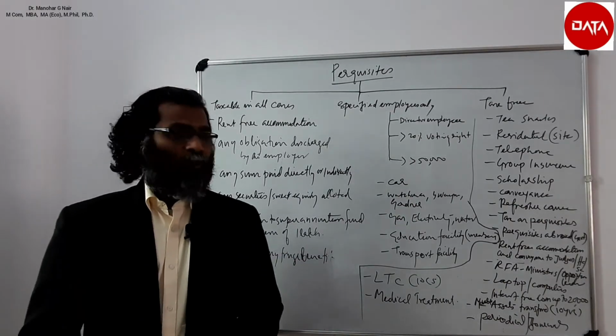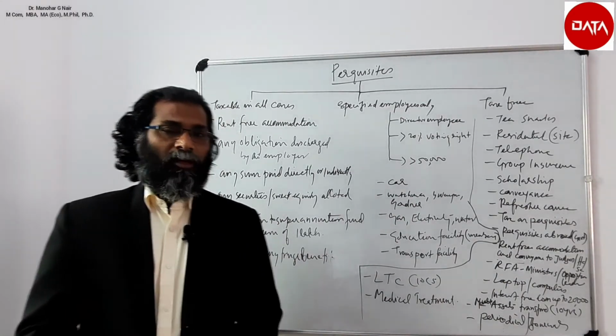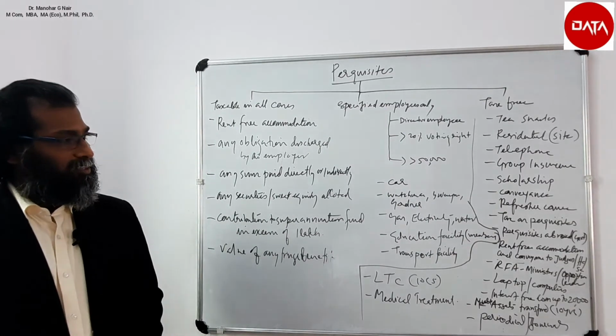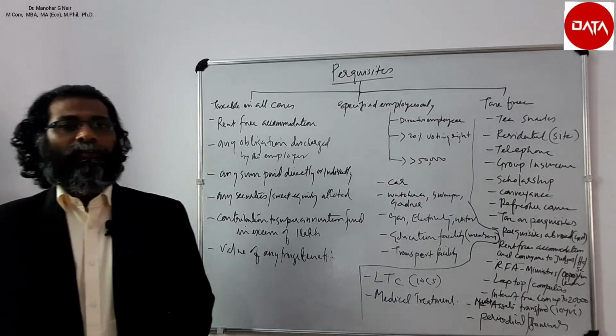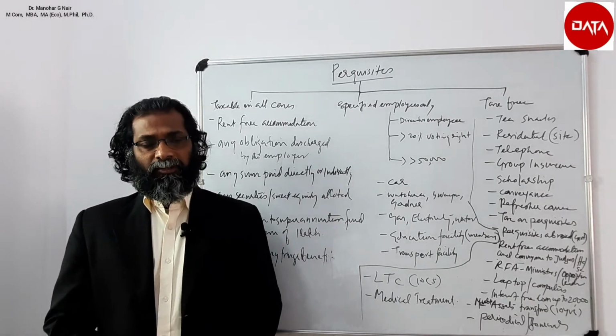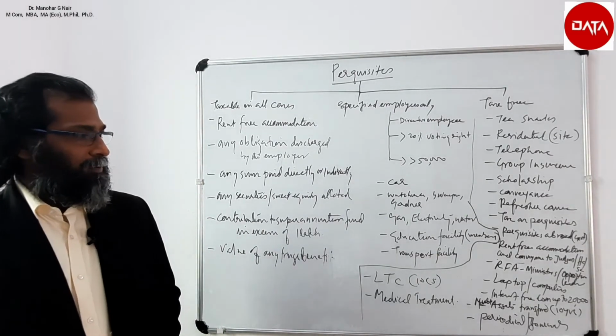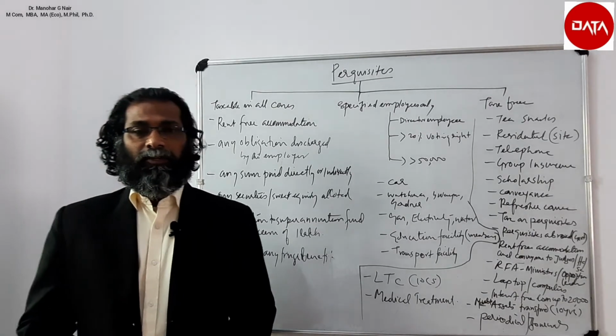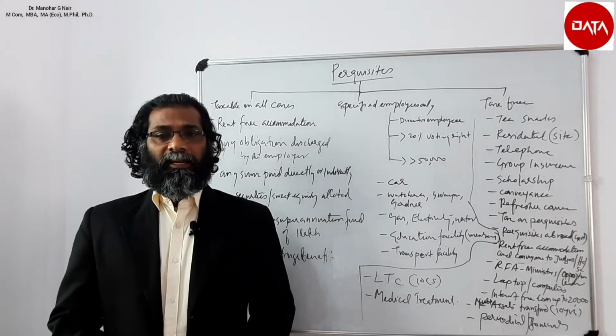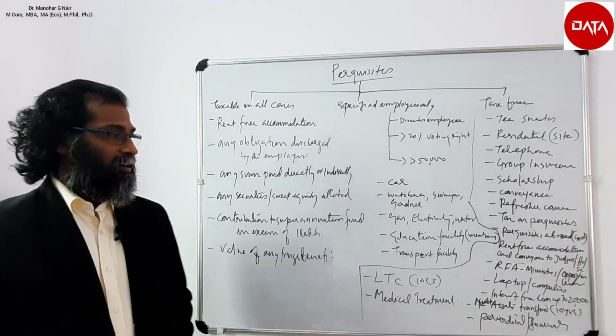Then tax on perquisites paid by the employer will not be considered as perquisites. Then perquisites given to government employees who are working abroad will not be considered as perquisites. Then rent-free accommodation and conveyance facilities given to the judges of High Courts as well as the Supreme Court will not be considered as perquisites.